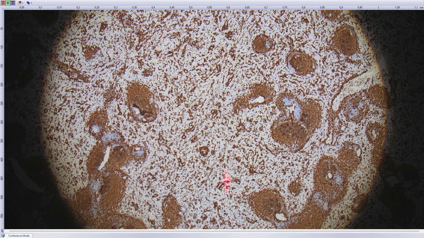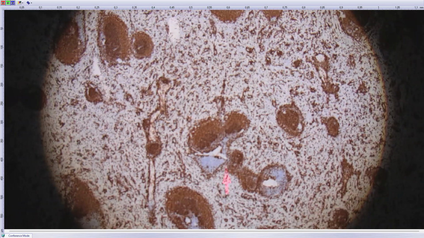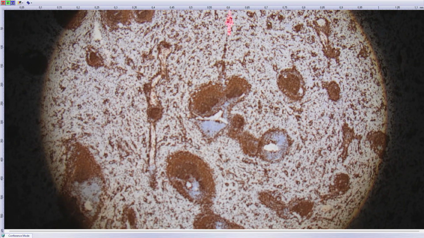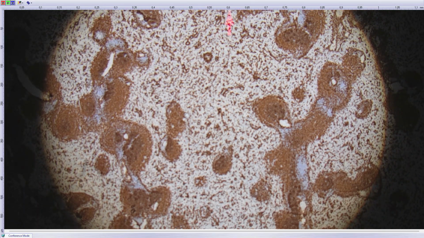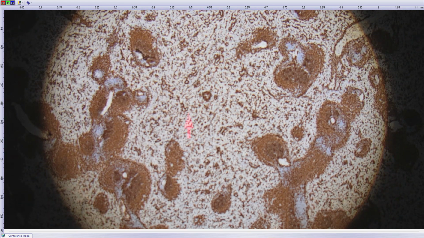So this is CD79A, the B cell marker, and you can see the follicles of the white pulp and quite a lot of cells in the red pulp, and I found them a bit worrisome because they shouldn't be here. And actually I was thinking about some low-grade B-cell lymphoma like hairy cell leukemia or marginal zone or something strange.